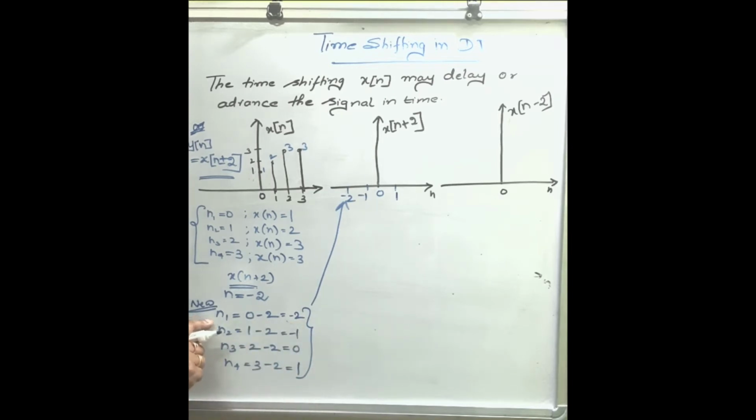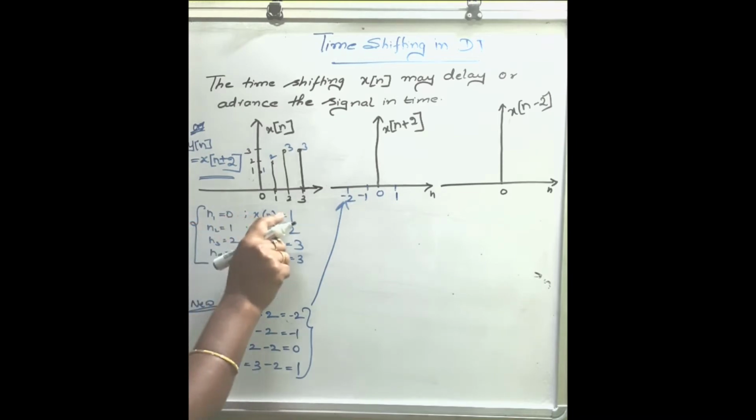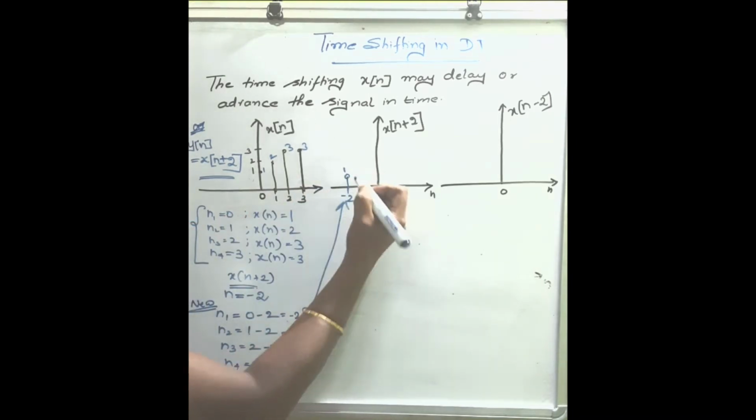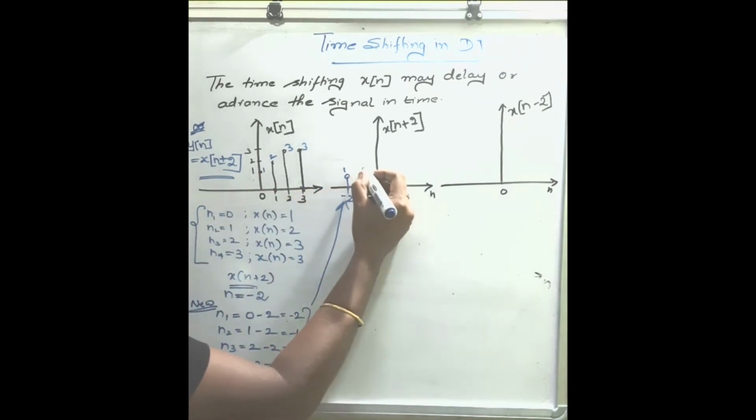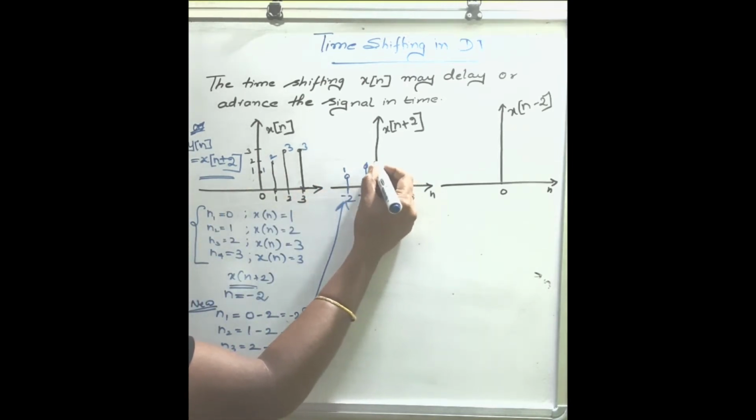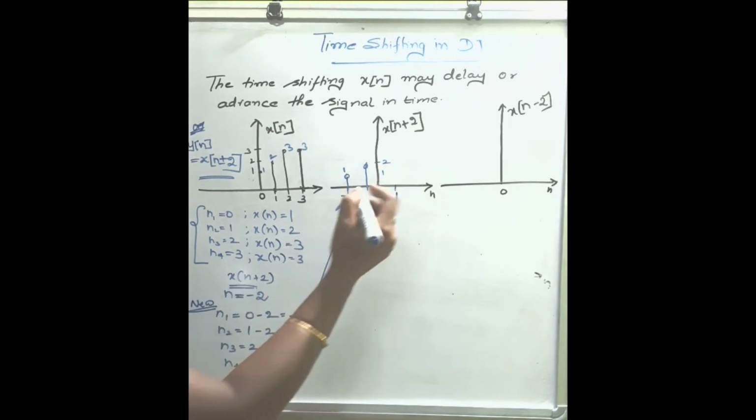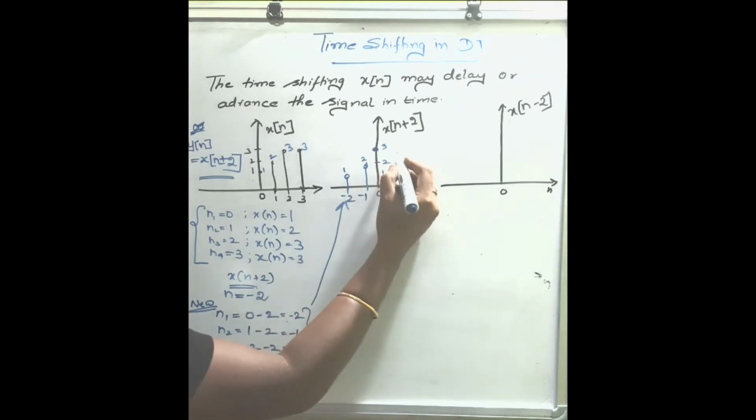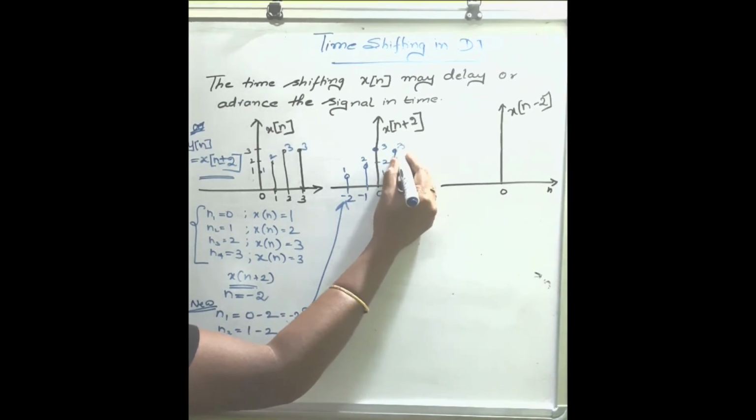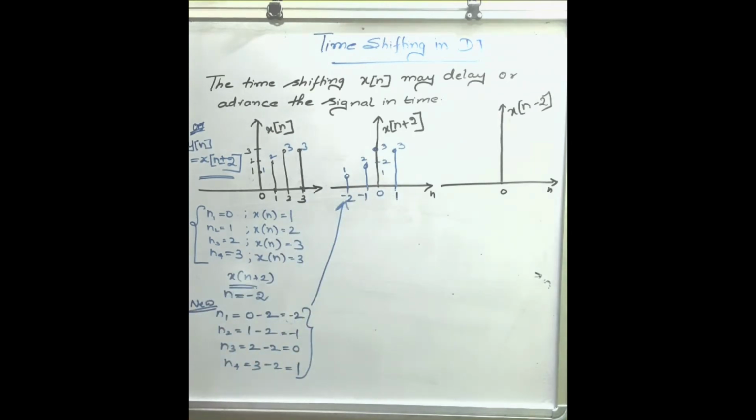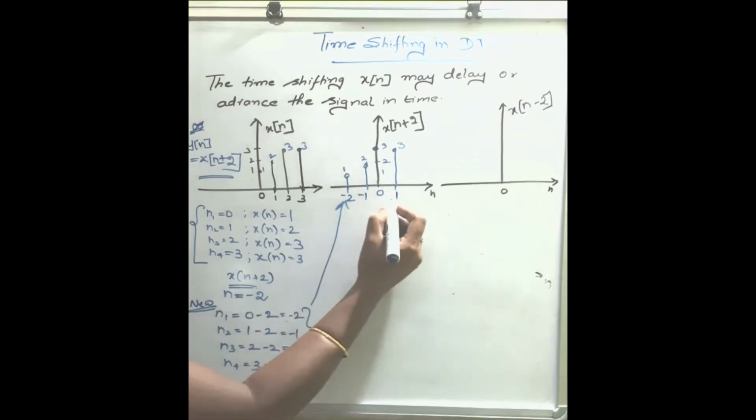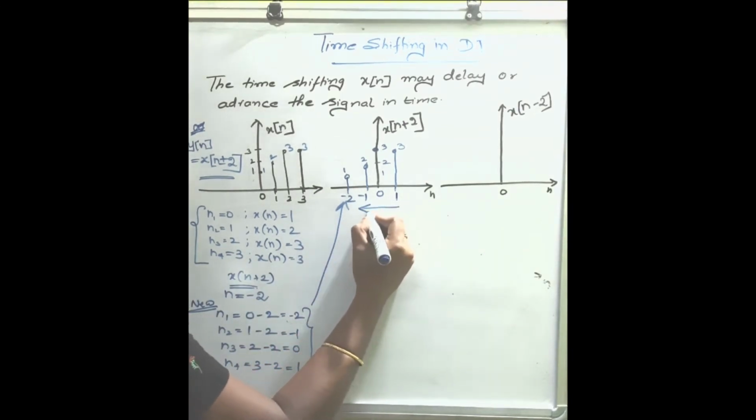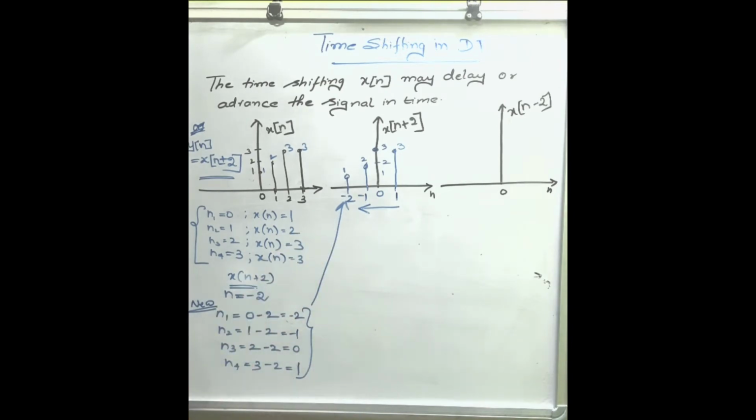Now see the amplitude value. This is a new one, n1 at minus 2. What is the amplitude of n1 we saw? It was 1. What is the value of n2 we saw? It was 2. And what is the value of n3? It is 3. And n4 is again 3. Now this is a new advanced shifted signal. It has been shifted towards the left. So this is an advanced shift.